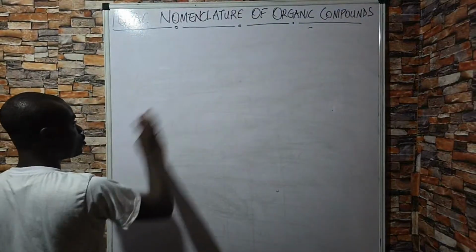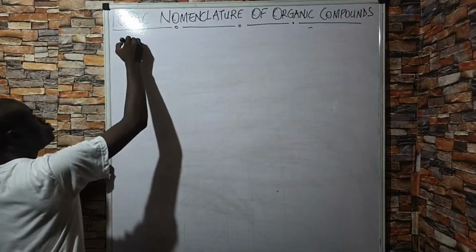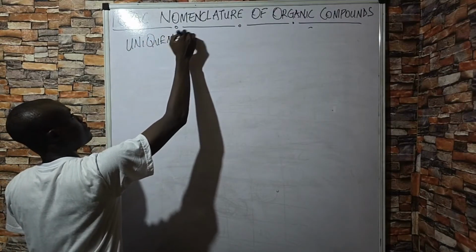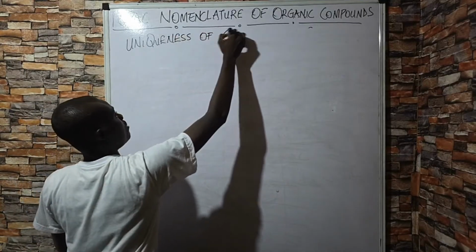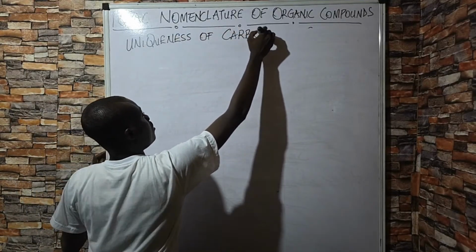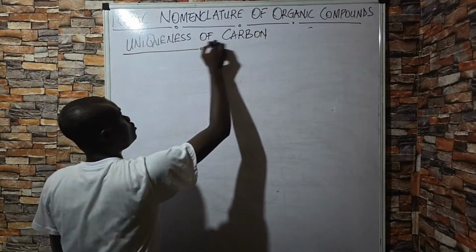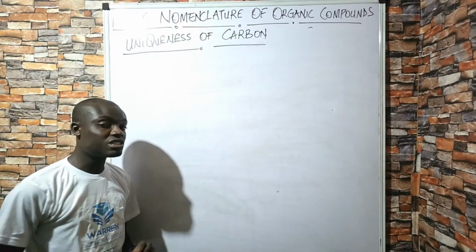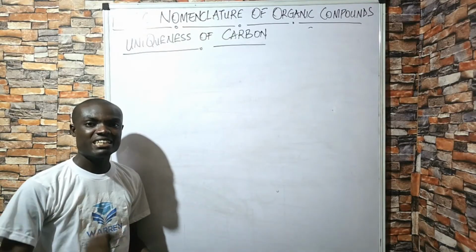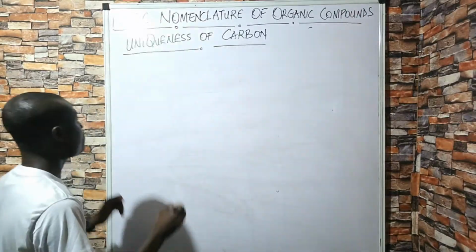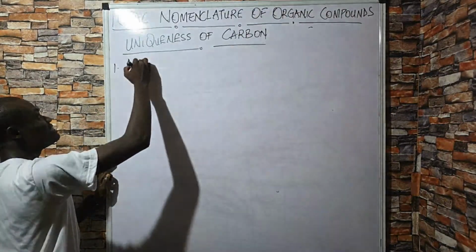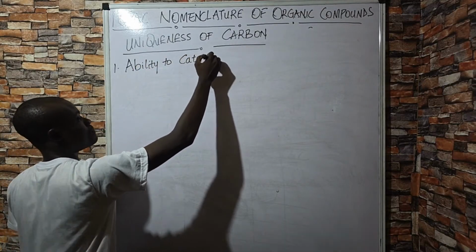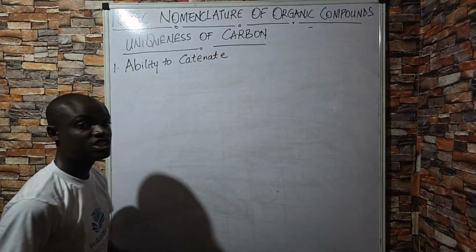So we are going to look at what we call the uniqueness of carbon. There are certain uniquenesses of carbon, and we are going to pick some important ones. Now, the first uniqueness of carbon, what makes carbon so special? It has a special ability, and that ability we refer to as the ability to catenate.